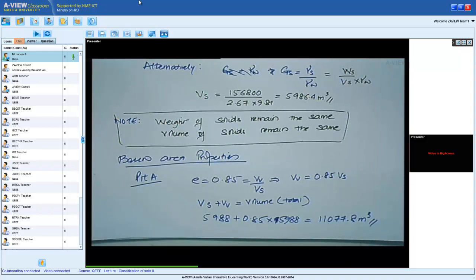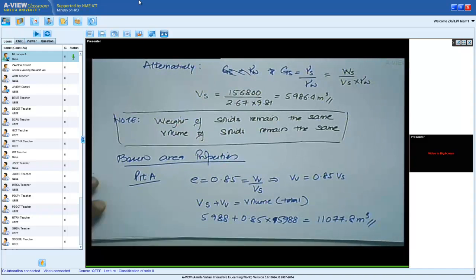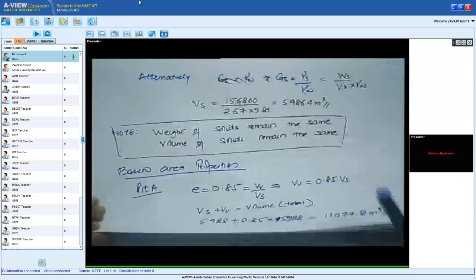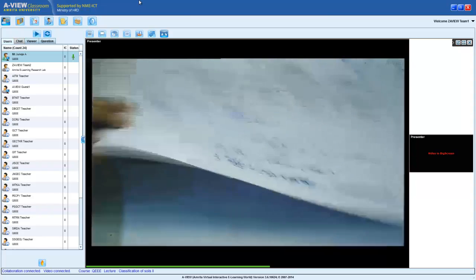Okay, that's the total volume of soil from the borrow pit A. The cost is 900 rupees per meter cube. This is the total volume. So can I say the cost of earth?